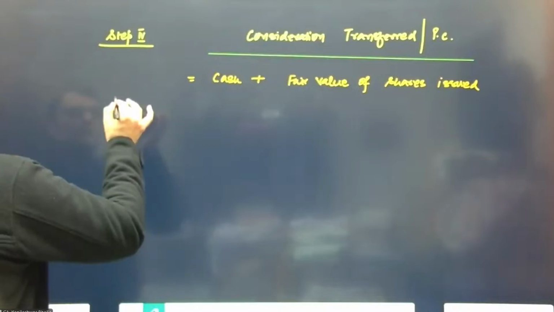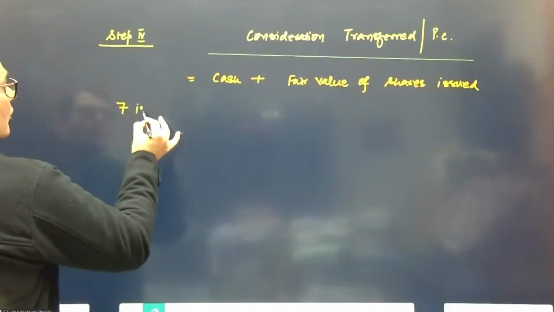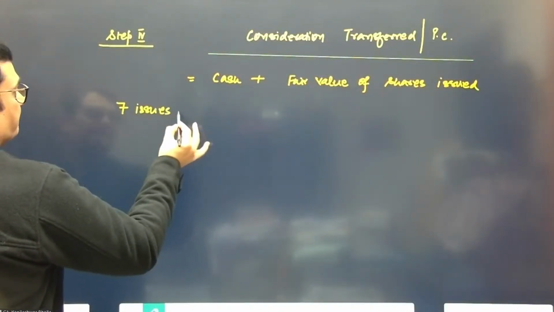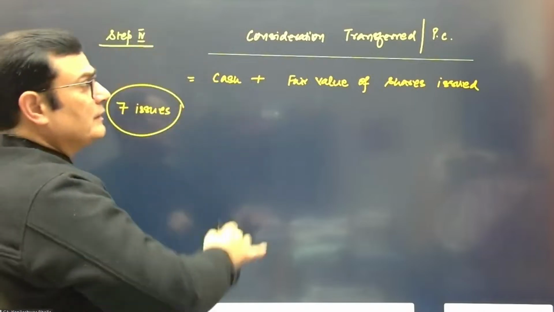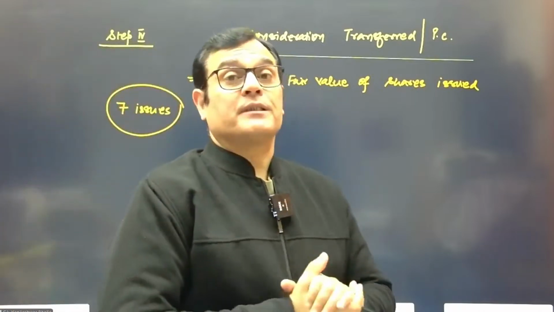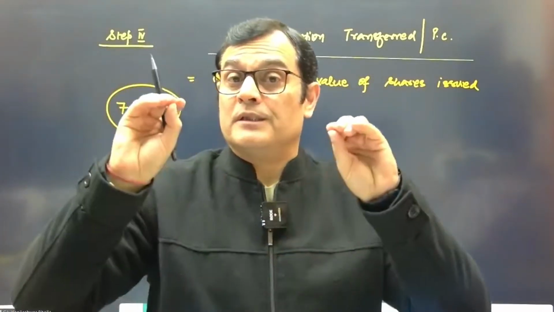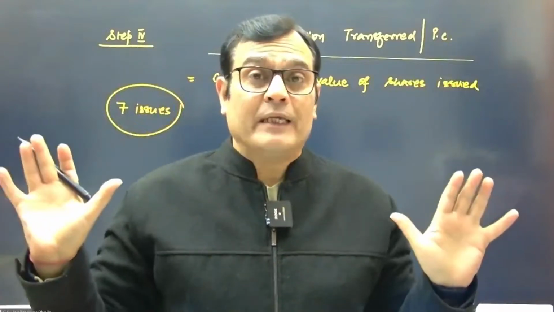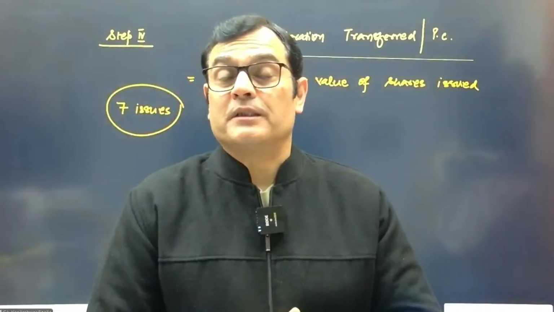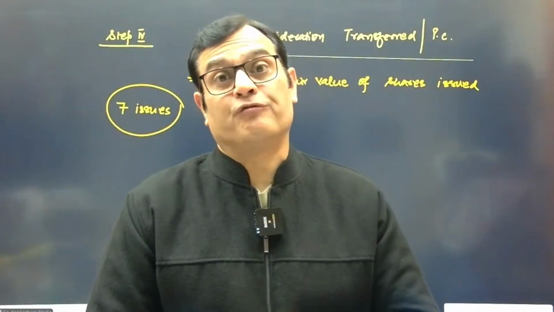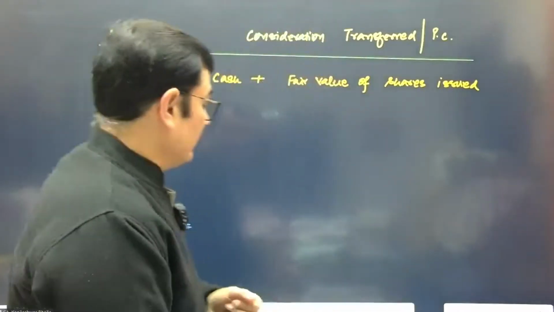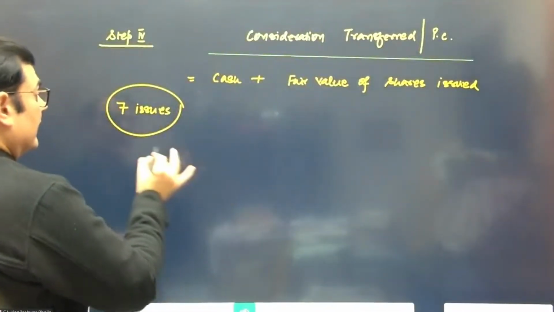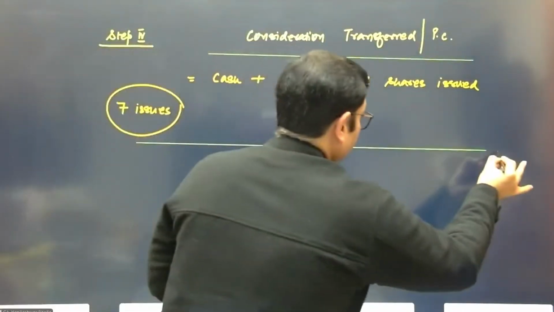Now, apart from this, you're also going to consider a total of 7 issues as well. When you calculate a purchase consideration, your focus is to be on the 7 agenda. So every time I'm going to calculate a purchase consideration, these 7 issues should come to your mind. Now let's make a list of these 7 issues and we'll discuss them one by one.